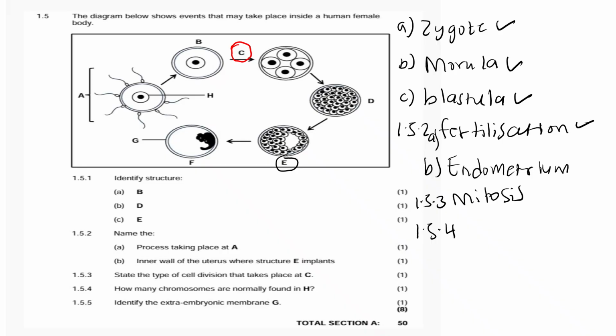1.5.4, how many chromosomes are normally found in H? In H we normally find 23 chromosomes. 1.5.5, identify the extra-embryonic membrane G. The extra-embryonic membrane at G is what we call the chorion. Right, now let's proceed.